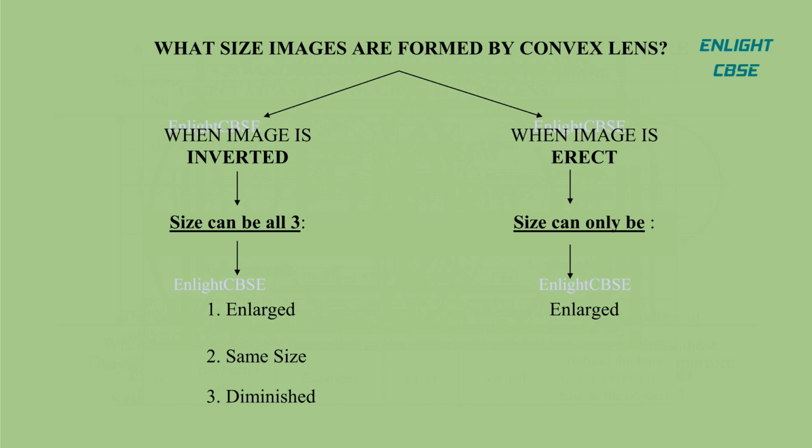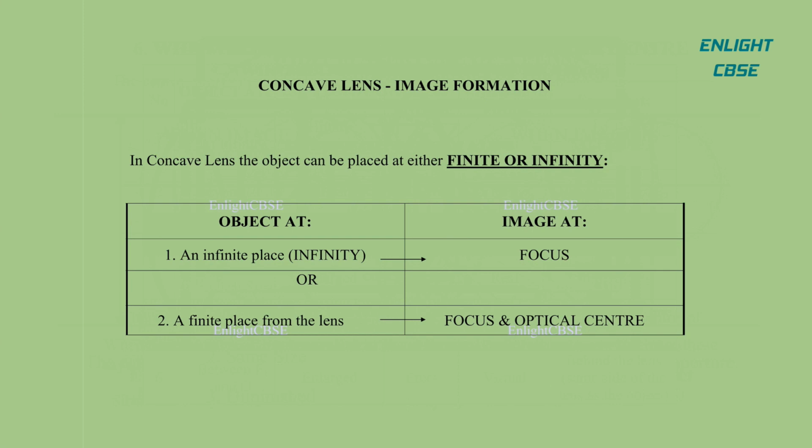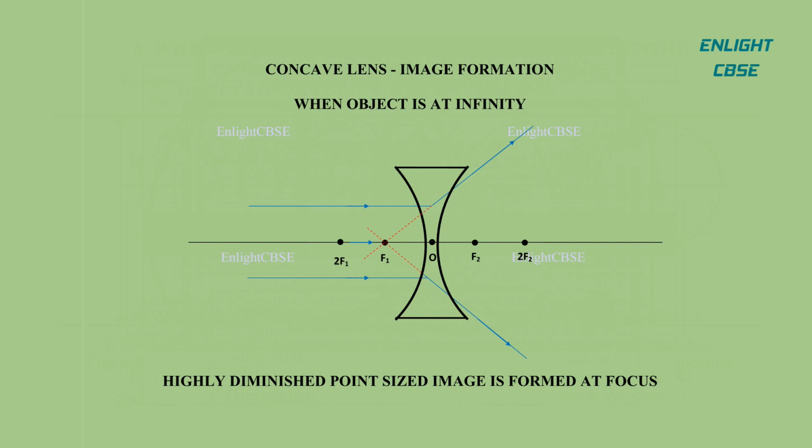What size images are formed by convex lens? In convex lens, inverted image can have all three sizes, either enlarged or same size or diminished, while an erect image can have only enlarged size. In a concave lens, the object can be placed at just two positions, either at infinity or at a finite position. When object is placed at infinity, a highly diminished image is produced at focus.